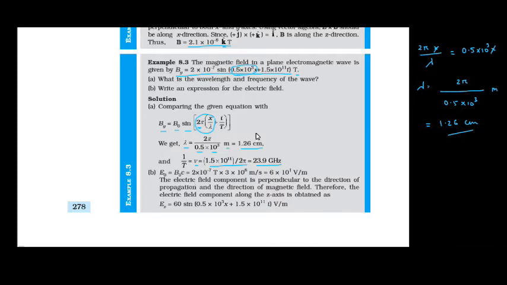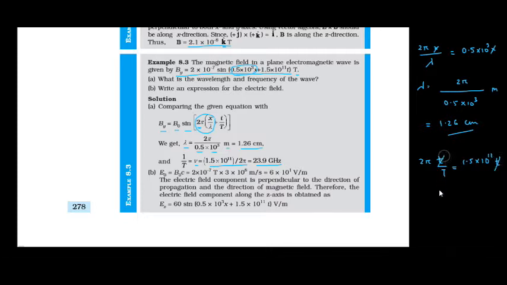We got the value again, T's value. You compare the equation, so we get 2 pi t upon T is equal to 1.5 multiplied by 10 to the power 11 t.